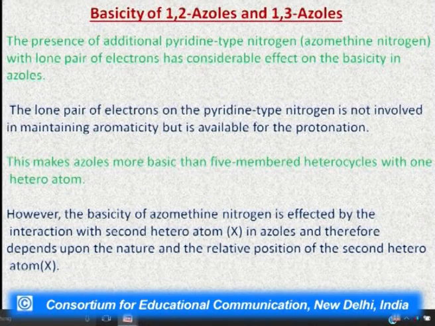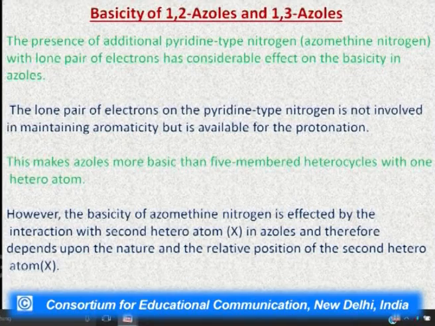Then comes the basicity of 1,2 and 1,3 azoles. The presence of additional pyridine type nitrogen, that is the azomethine nitrogen with lone pair of electrons, contributes towards the basicity in azoles. The lone pair of electrons on the pyridine type nitrogen is not involved in maintaining the aromaticity, but is available for protonation. This makes azoles more basic than 5-membered heterocycles which contain only one heteroatom.